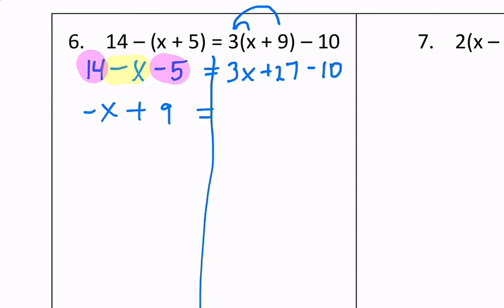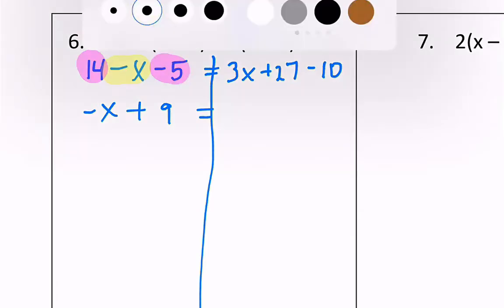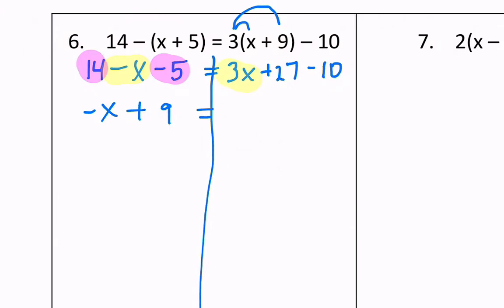Okay, now we're going to look for like terms on the right-hand side. So I see 3 x's. There are no other x's, so those drop down. And now I'm going to look for my regular numbers. I see a positive 27 and I see a negative 10, so we need to combine those, which means add. 27 plus negative 10 is a positive 17.